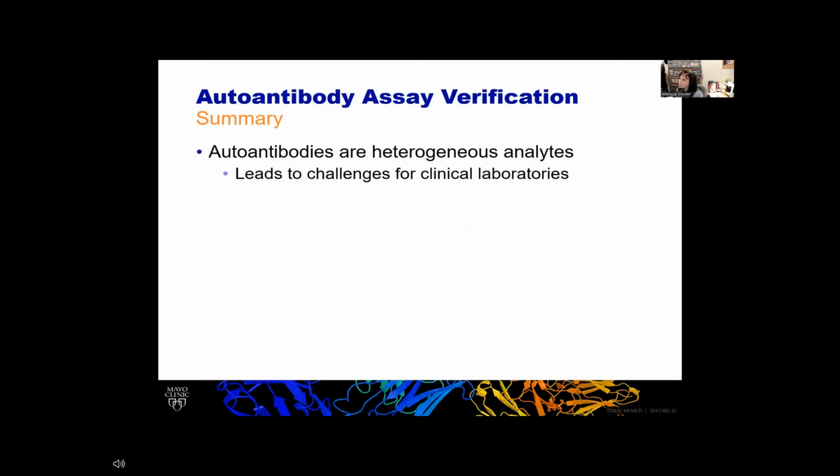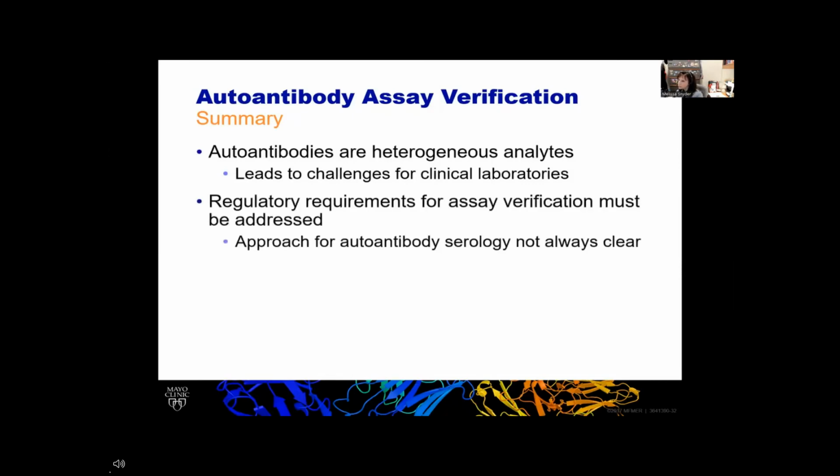I'll just summarize a few points here. We know autoantibodies are very heterogeneous, and that can lead to a lot of challenges for the clinical laboratory. We know there are regulatory requirements that we have to meet for assay verification, but how we approach these for autoantibody serology tests is not always clear. And I'll leave you with this last point. This is something that I like to do when I'm designing verification experiments for autoantibody testing.